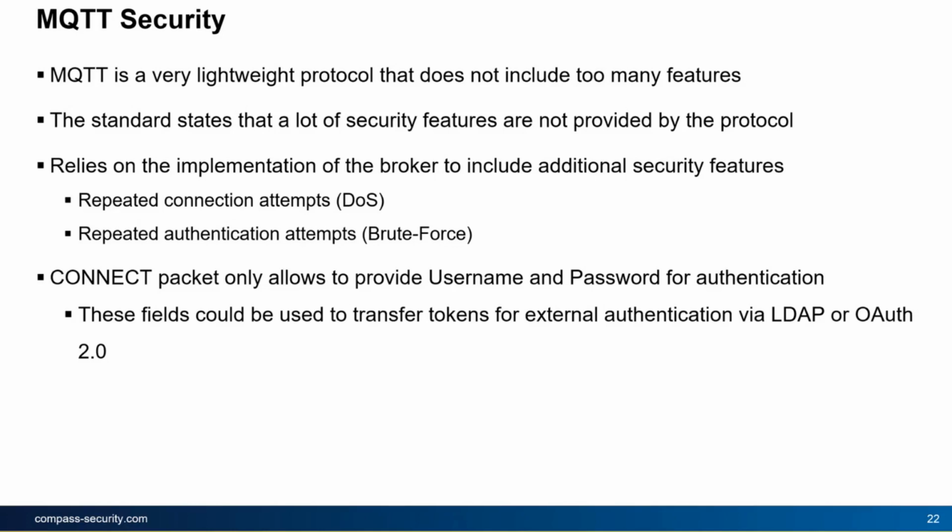One of these is that if we want functionality which detects repeated connection attempts, like denial of service attacks, or repeated authentication attempts, like brute force attacks, there is no functionality built into the protocol itself, meaning we will have to check if the broker can support these features. If not, then some kind of functionality has to be put in front of the broker to provide this security. In my case, looking at Eclipse Mosquitto, neither of these two was actually implemented by the broker.